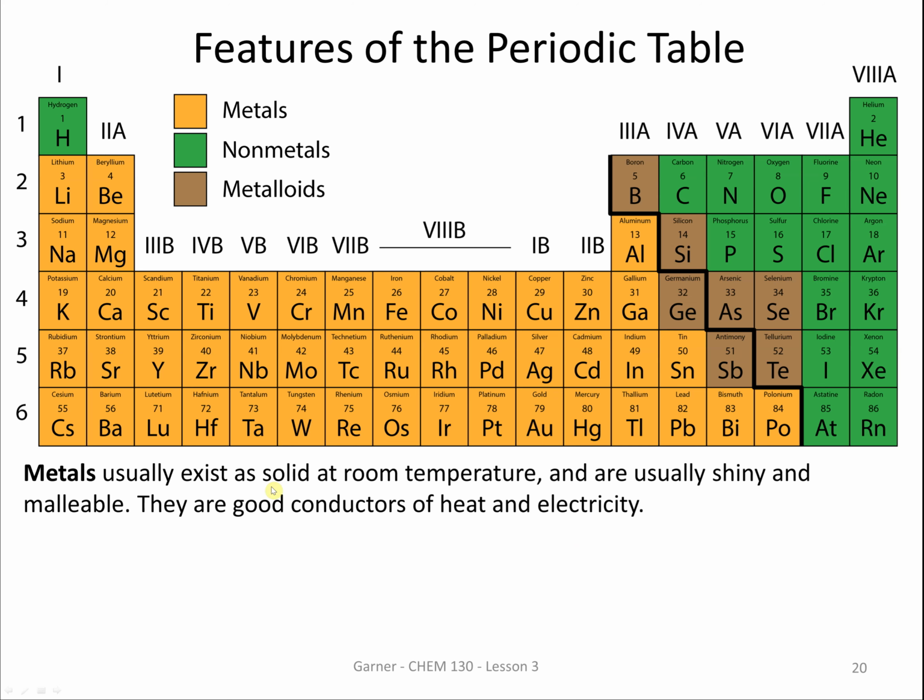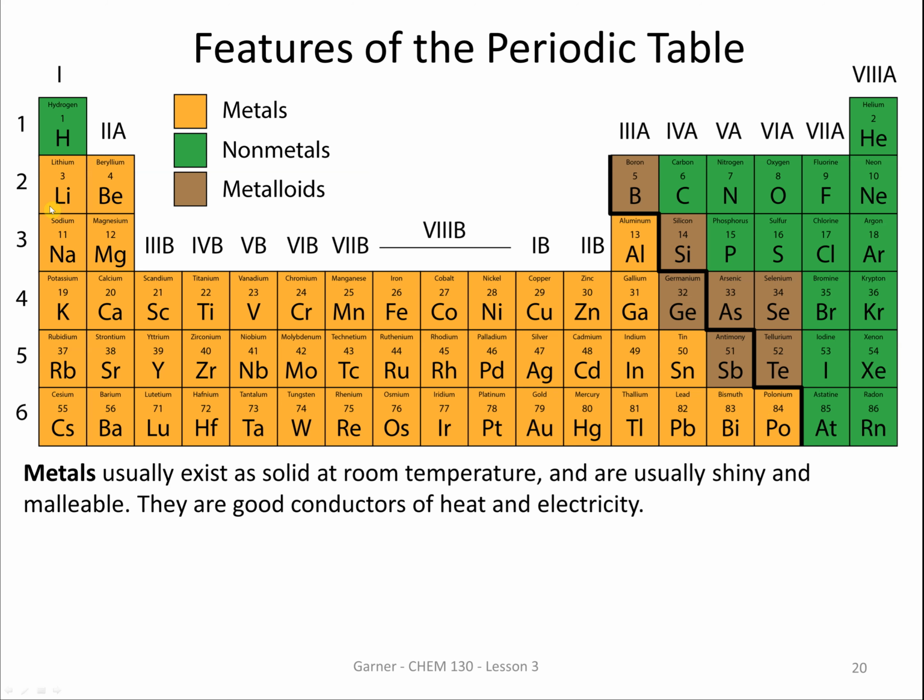So metals tend to exist as solids at room temperature. They're usually shiny and malleable, right? So these are familiar properties of metals. And they also tend to be good conductors of both heat and electricity. So the metals on the periodic table are all found on the left side of the periodic table, and you can see this kind of diagonal line that divides the metals from the nonmetals.